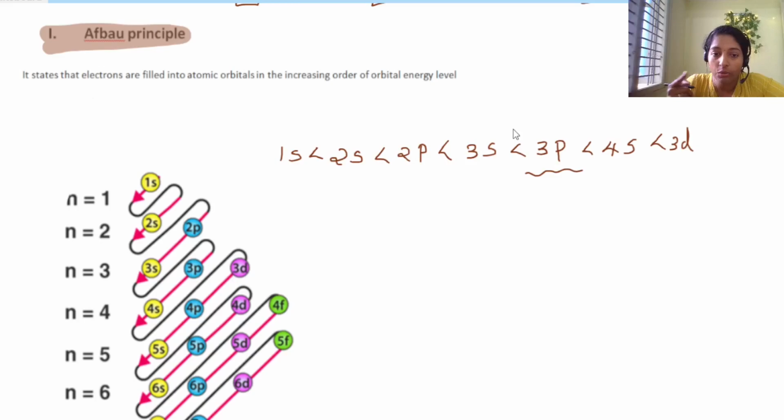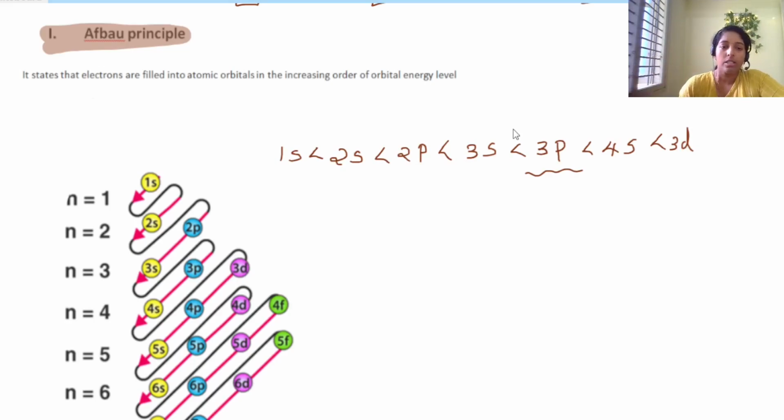So while you are filling electrons, first you have to fill 1s, then 2s, then 2p, then 3s, then 3p, and before 3d, 4s is there. You just have to study that much. You don't have to bother about this order, because all this order you can quickly write by using the periodic table. So now you don't have to memorize anything. I will tell you how to remember this order. Actually, you don't need to memorize this order.